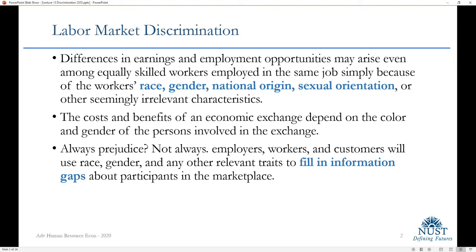So labor market discrimination, what does that mean? It means that differences in earnings and employment opportunities may arise even among equally skilled workers employed in the same job simply because of the worker's race, gender, national origin, sexual orientation, or other seemingly irrelevant characteristics.